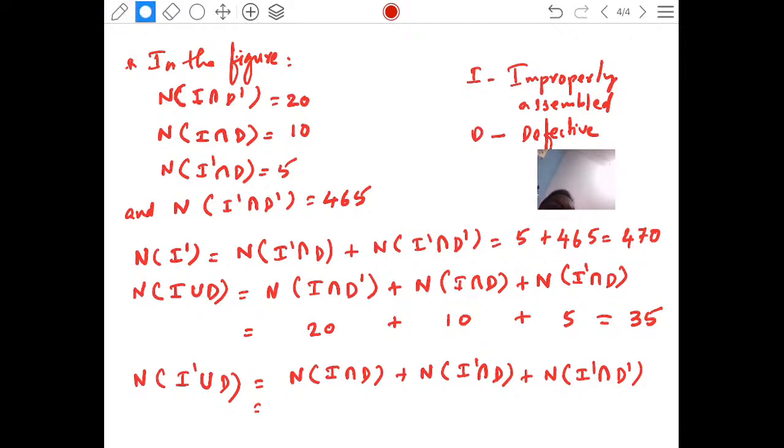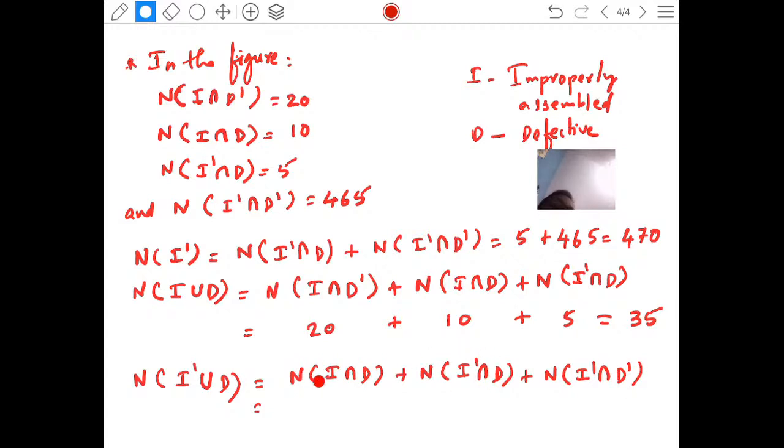So now here we have to find the number of elements in the set n of I complement union D. Here I complement stands for machine parts which are properly assembled. So we have to see the Venn diagram and mark the region which shows the properly assembled machine parts. The second, D, stands for the machine parts which are defective, because in the Venn diagram straight away we can't get this number of I complement union D. Therefore we have to add these three, because these three values are available.